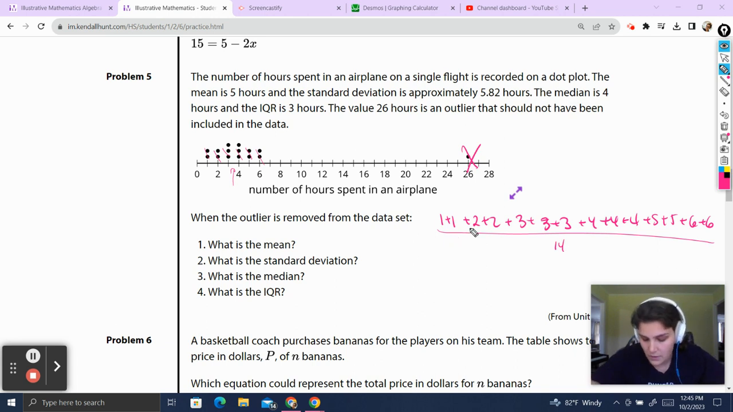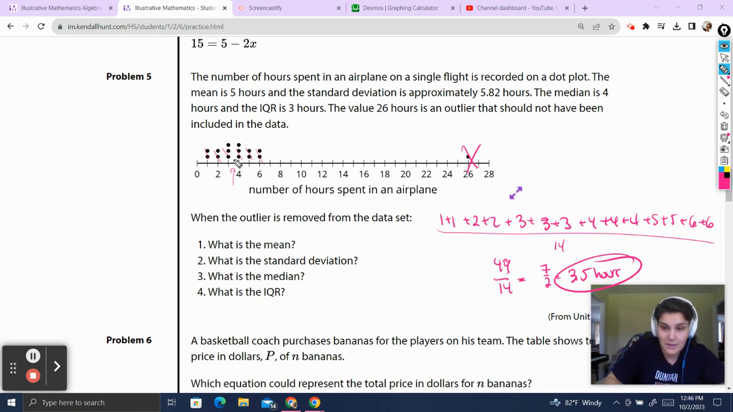So 1 plus 1 is 2, plus 2 is 4, plus 2 is 6, plus 3 is 9, plus another 3 is 12, 15, 19, 23, 27, 32, 37, 43, 49. 49 divided by 14 is going to give me 7 divided by 2, which gets me 3.5 hours. All right, so over here, I said my mean is going to be between 2 and 3, and we got our mean as 3.5 hours.